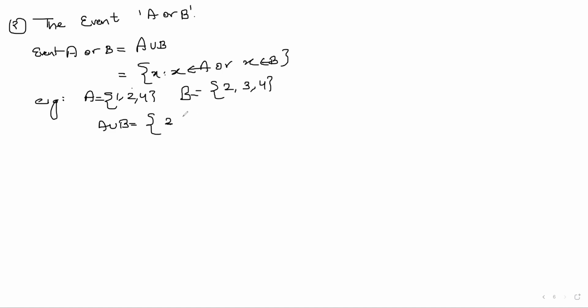Then write 4, and then write the remaining values 1 and 3. So to find A union B, you first write the common values a single time, then you write the remaining values. So this is A union B. I hope this is clear. So please note this down and complete the previous question.